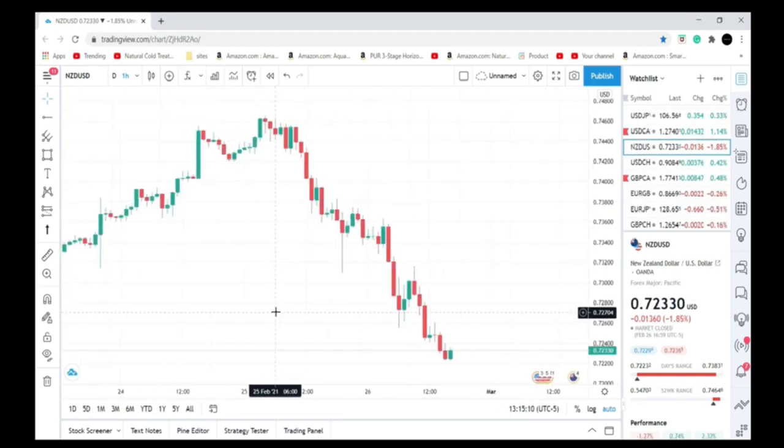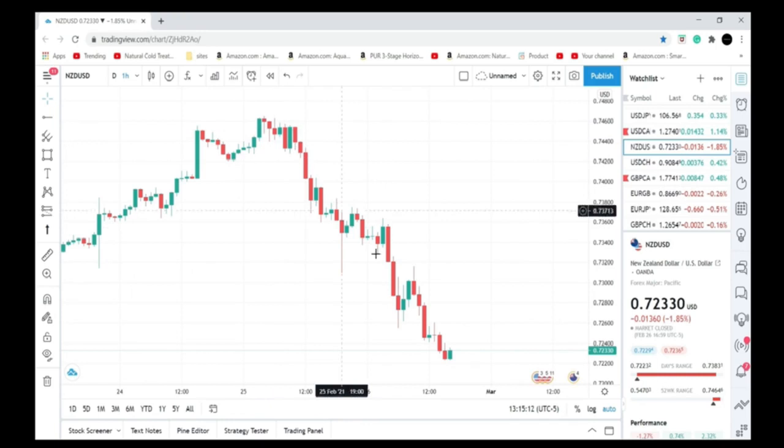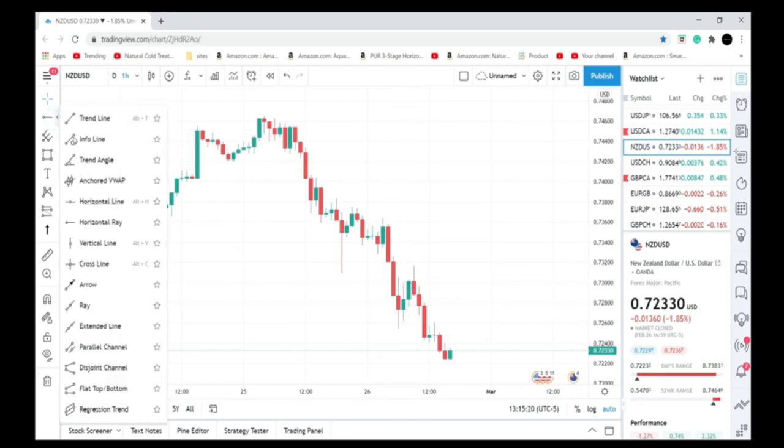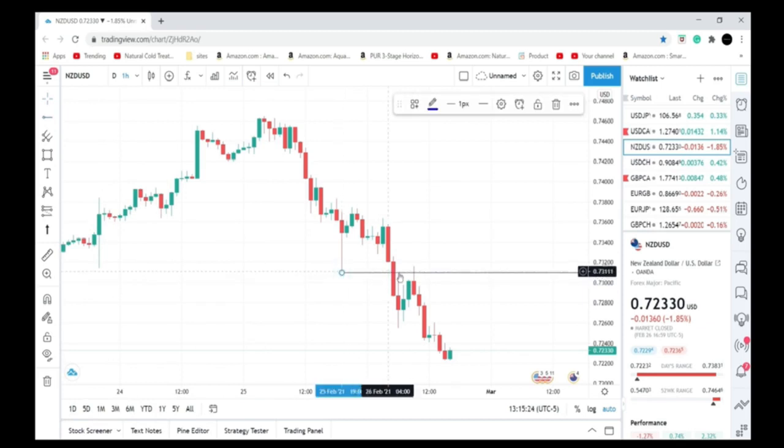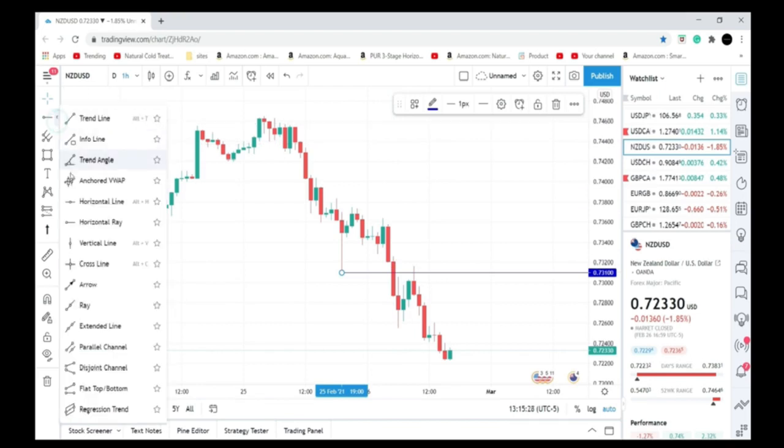Okay, guys, so here's another example right here. The market is going down. If I'm looking at this right here and I've noticed that the market is pulling back, I'm going to put my horizontal line first right here. This is the first level, the swing low right here. And then my next level will be right here.